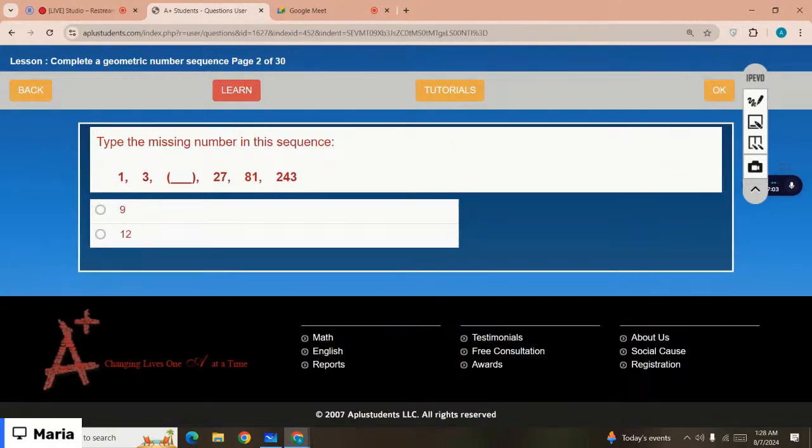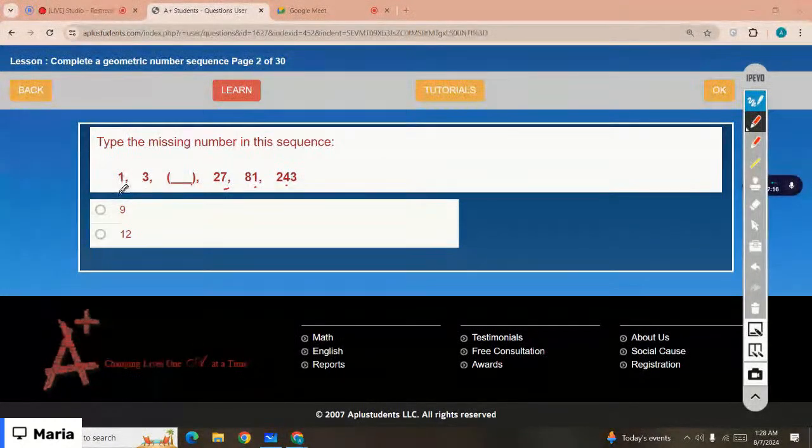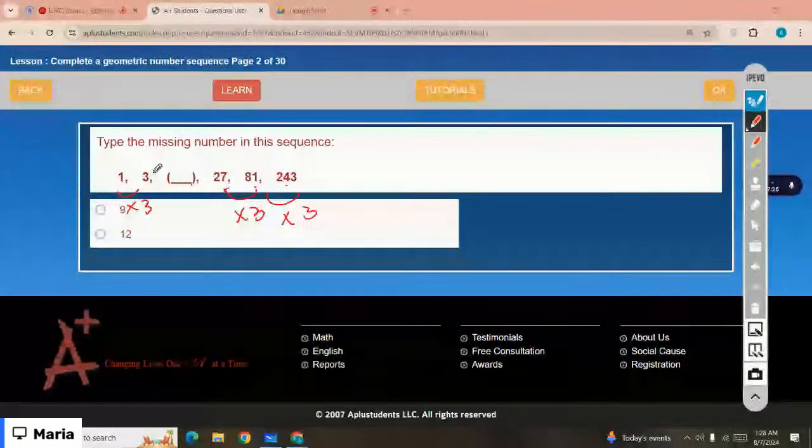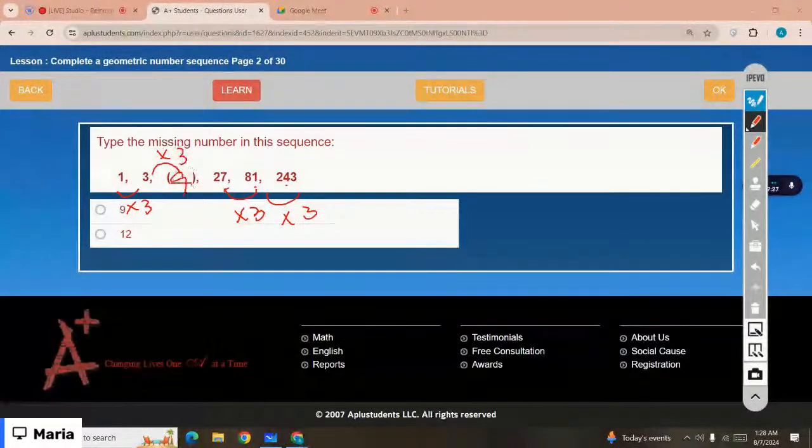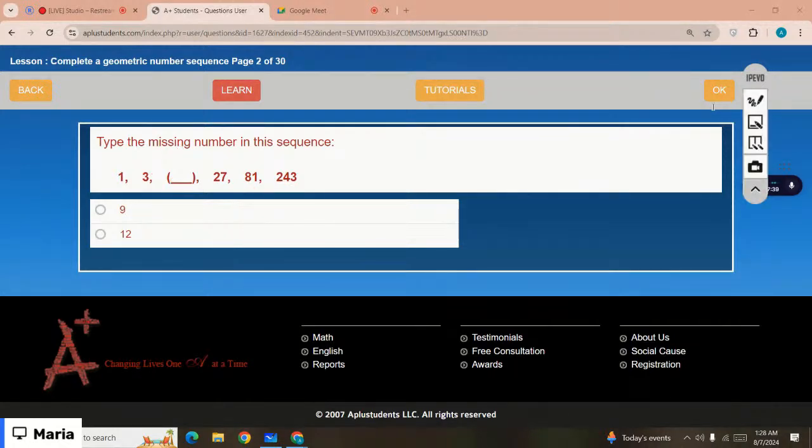Okay, the next one is type the missing number in the sequence. So which number is missing? You can find the pattern first, right? So start from here. 1 times 3 is 3, 27 times 3 is 81, and 81 times 3. That means here you have to do 3 times 3, that is 9. The correct option is 9. Option number 1 is the correct option.